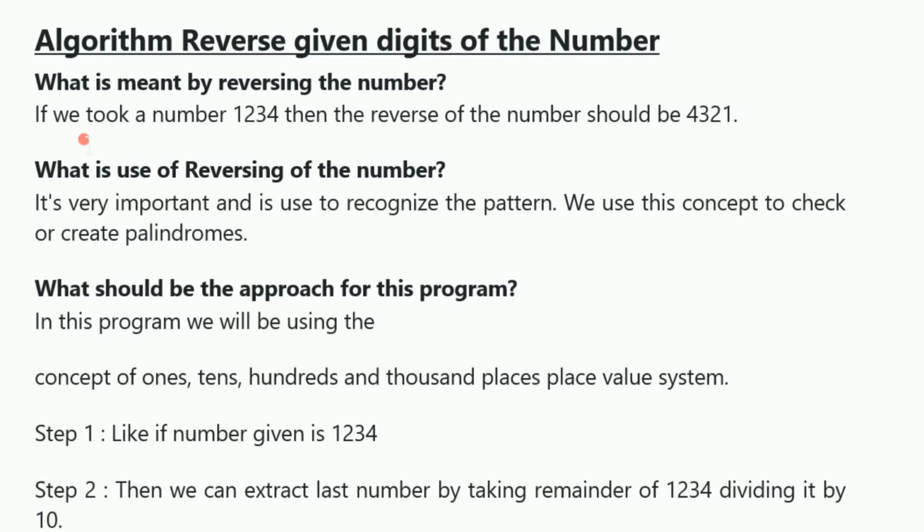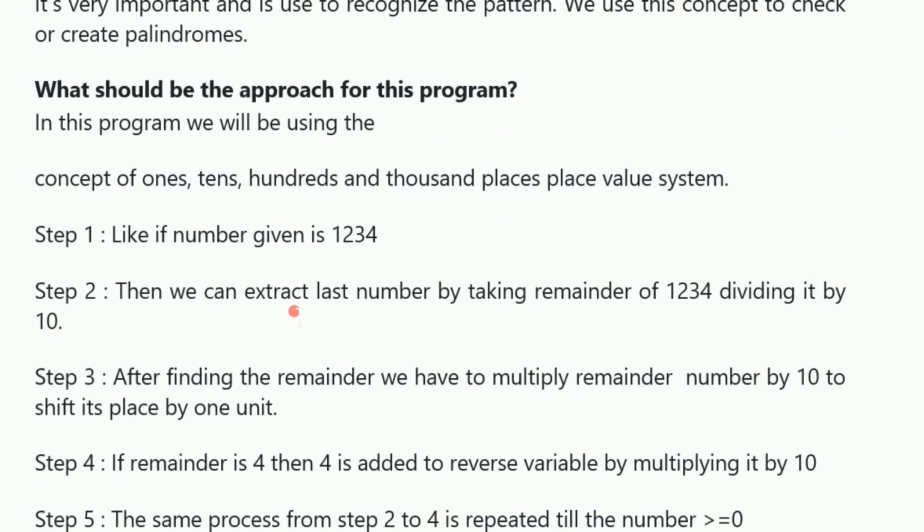And if you take 1 2 1, from both sides it will be 1 2 1. So that type of number we call a palindrome. To find those palindromes, we need this reversing of the digits of a number. In this program, we will be using the concept of ones, tens, hundreds, and thousands places in the place value system.